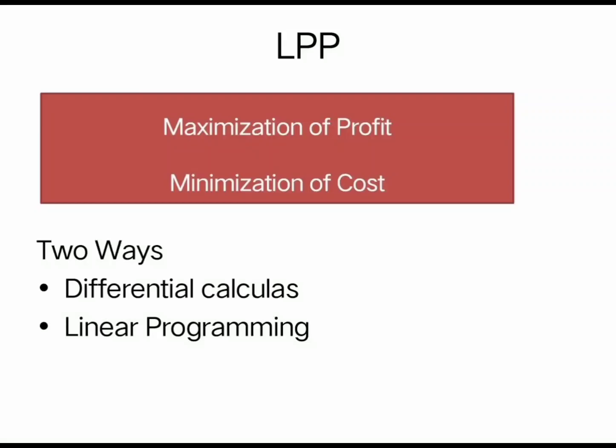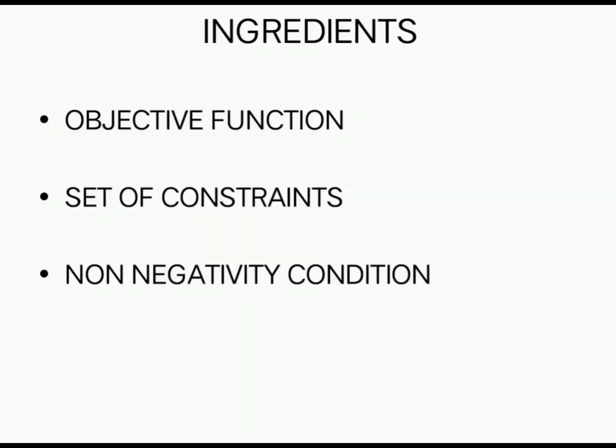The optimization problem can be approached in two ways. One, by using differential calculus. Another way is by using linear programming. When we look into the linear programming problem, it involves three essential ingredients. Number one, objective function. Second is set of linear constraints. Third is non-negativity conditions. So an LPP problem has to have these three essential ingredients in it.